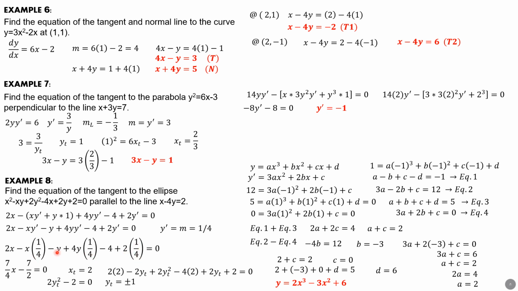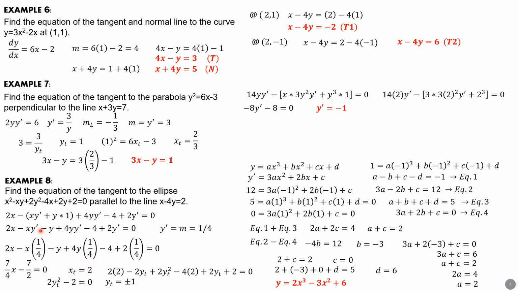So we have negative y and positive y. You can cancel that out. And 2x minus 1/4 of x is 7/4 of x. And we have negative 4 plus 1/2, which is negative 7/2, equals 0. Therefore, x is 2. x sub t equals 2, the point of tangency.